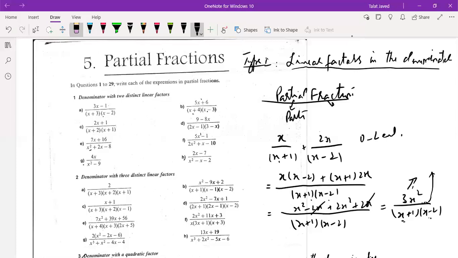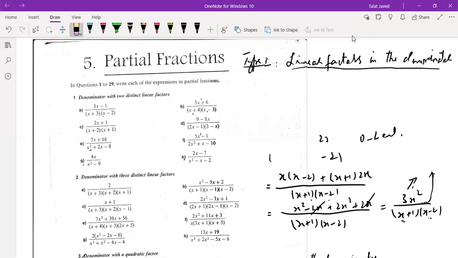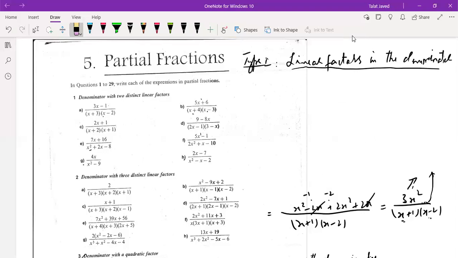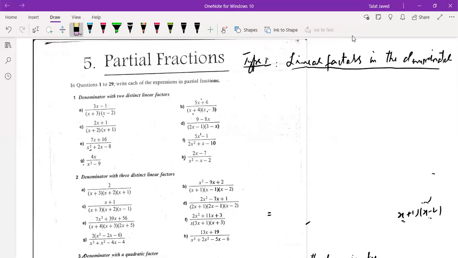There are three types of partial fraction according to the syllabus. Today we will learn the first type, which is linear factors in the denominator. What is meant by the linear factor? Linear means the maximum power of the variable is 1. Like the equation of a straight line is a linear equation, in which the maximum power of the variable is 1.